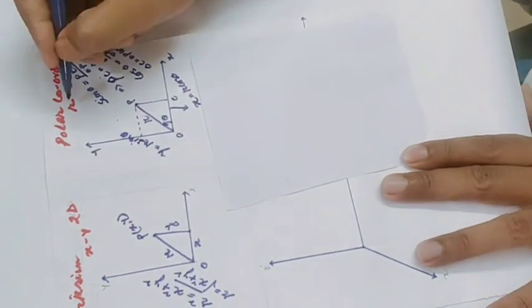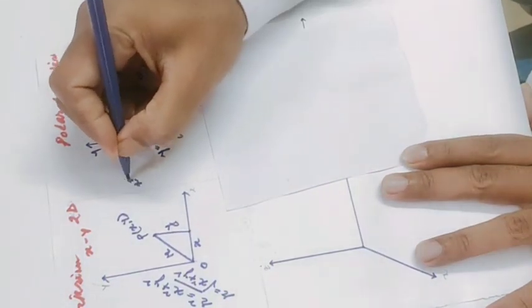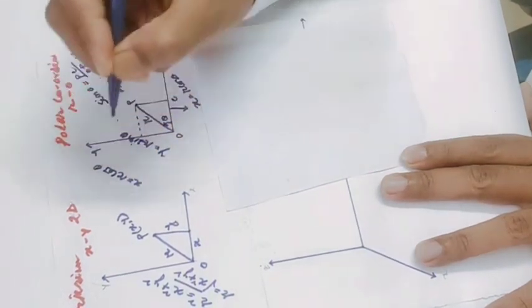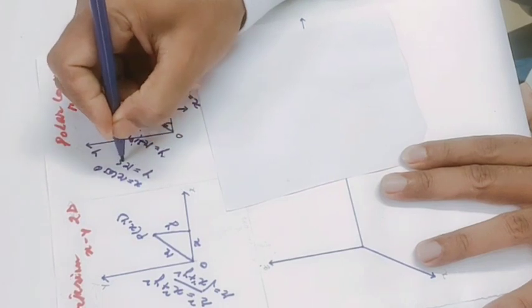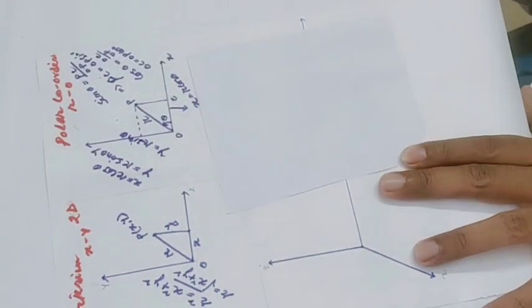So that's why in polar coordinates, what do we write? We write x is equal to r cos theta, y is equal to r sin theta. Is it okay?